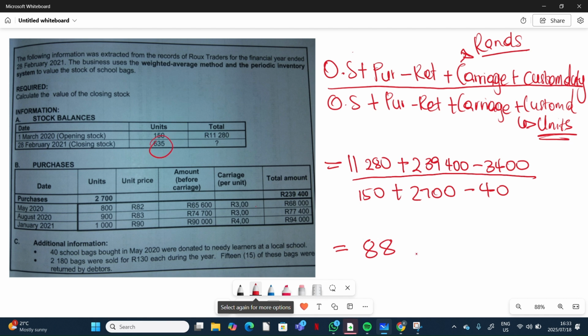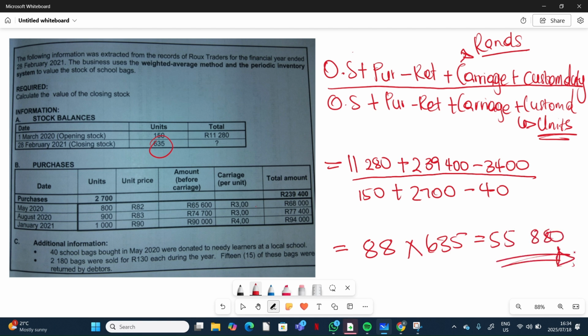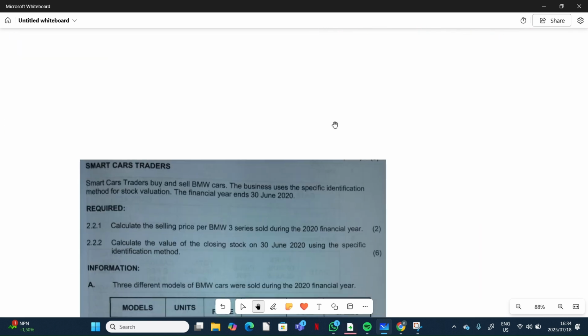But closing stock, we have 635, so you're going to multiply it by 635. And when you multiply it by 635, what do we get? We get 55,880. So that's how much you would get. So that's how you would basically get the value of your closing stock right there, right? Then when it comes to the value of your cost of sales, you know what you do. I gave you the formula, so make sure that you always use it, right? So yeah, I just wanted to do that.